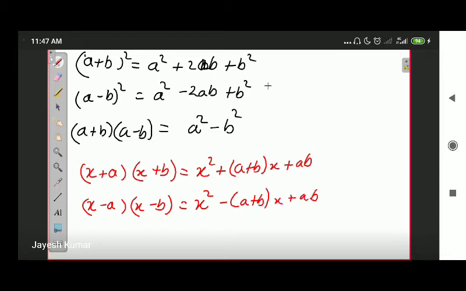Apart from these five formulas, I gave you a few more formulas, at least four more. So you need to remember them all. At least you need to understand the concept of all of these formulas.